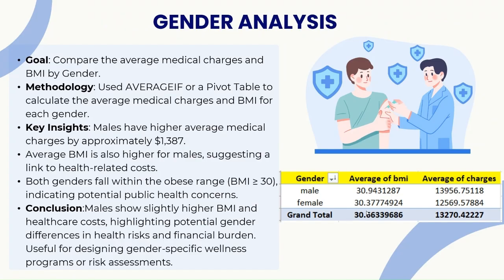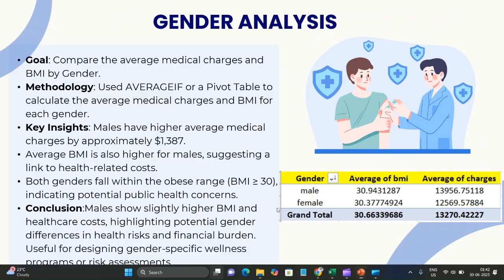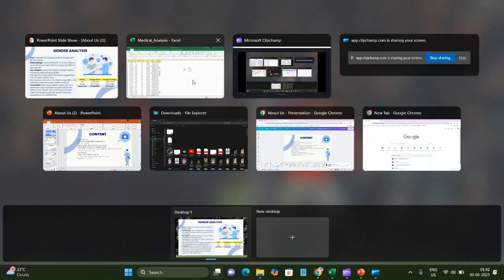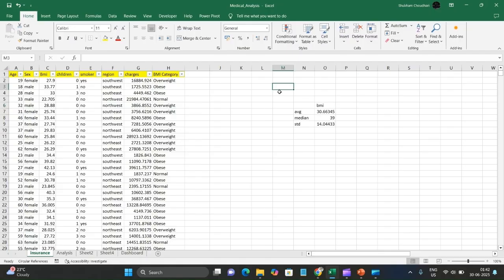In gender analysis, with the help of a pivot table, I can find the average BMI and average charges. I'll show you in Excel as well how I find that. Firstly, I'll delete this.